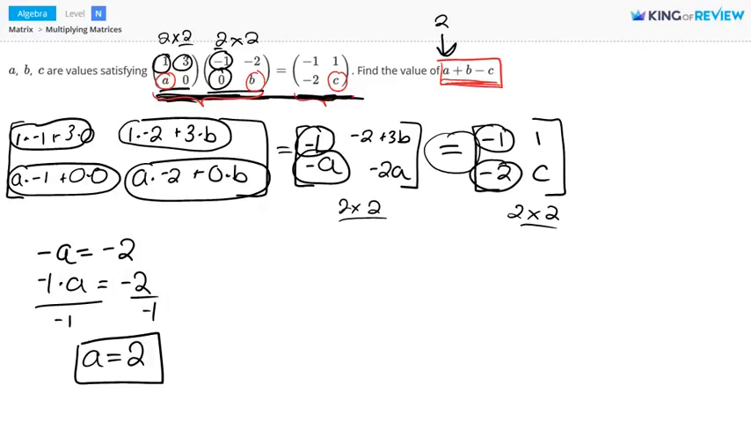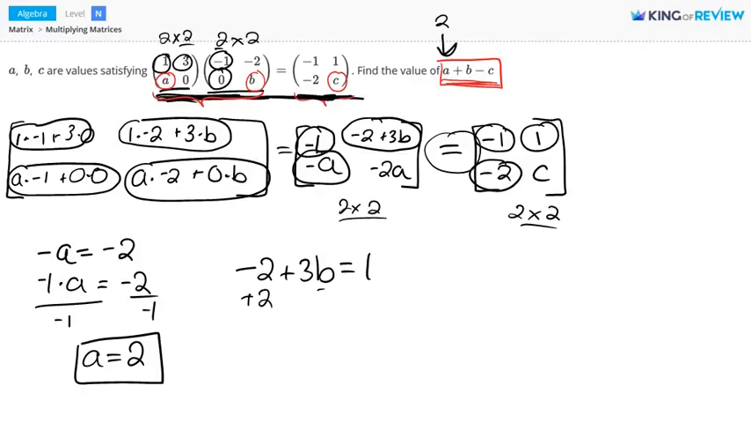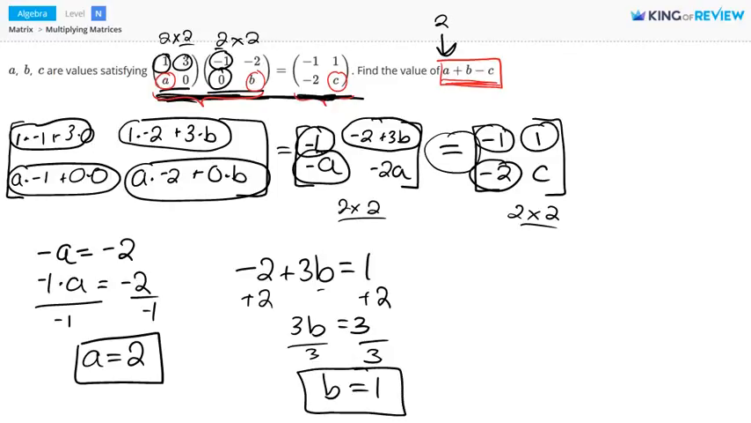Let's look at some of the others. We have negative 2 plus 3b is equal to 1. Let's solve for b. I'm going to start by adding 2 on both sides. I have 3b equals 3. Dividing by 3 on both sides, I get b is equal to 1. So now we know that b here equals 1.